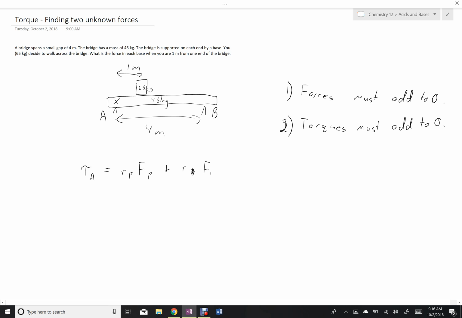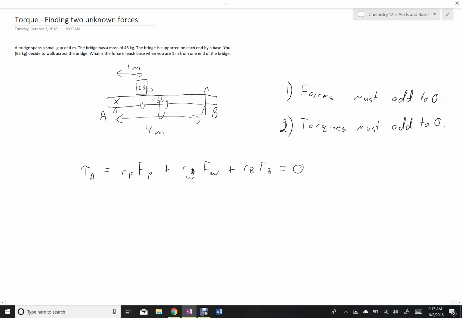I'll call it the force of the wood. Let's imagine this is a wooden bridge, okay? So that's this force pointing down, and then this force pointing down, the mass of the bridge. And then finally I have a force pointing up here, FB, at a radius of B. So I consider all these forces and radii, and they all have to add to zero so that this thing won't rotate.